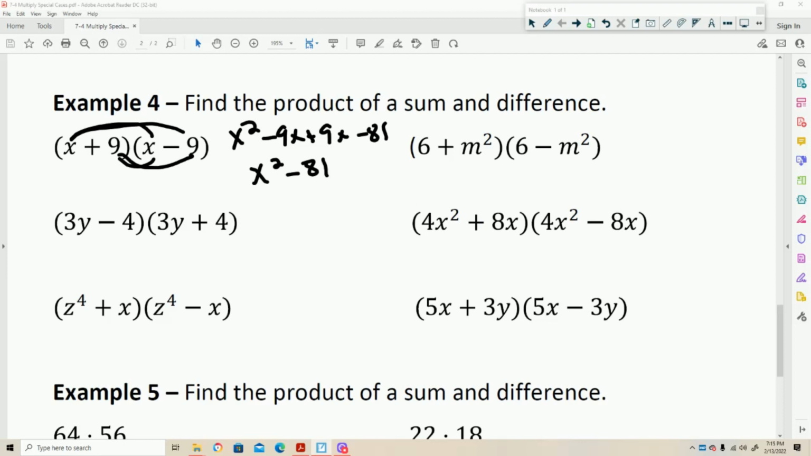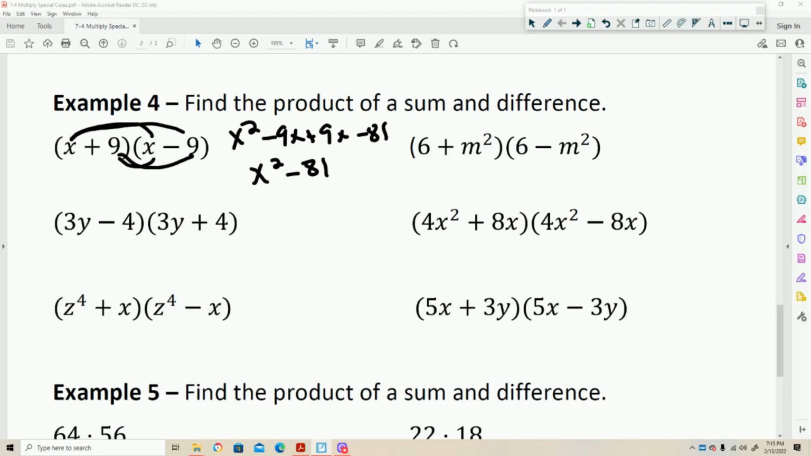Okay, so instead of doing all of this, just look what we have. The plus and minus gives me a minus sign here. I simply square the first term and square the last term, and I get x squared minus 81. It's that simple. You don't have to do all of this work. You've got to recognize this sum and difference pattern and simply square the first and last term, put a minus sign between them. It's that easy.